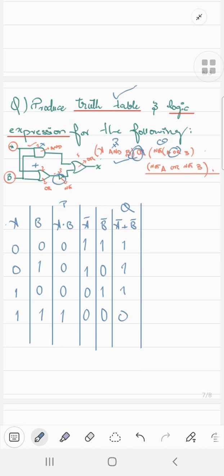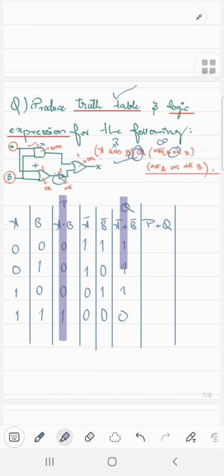Okay, now the final gate, that is the OR gate, will be added up. P plus Q. Let's highlight them. The values of P are these and the values of Q are these, and we'll be adding them.